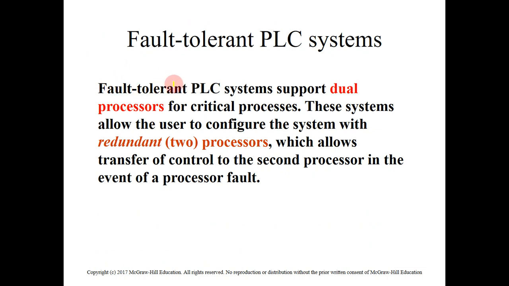Some PLC systems may use two CPUs, I mean two processors. One of the processors will be the main one, and the other will be a backup. In case of a fault in one processor, the other processor will be put in service. They use this type of duplicate or redundant processor to increase the system reliability and stability.